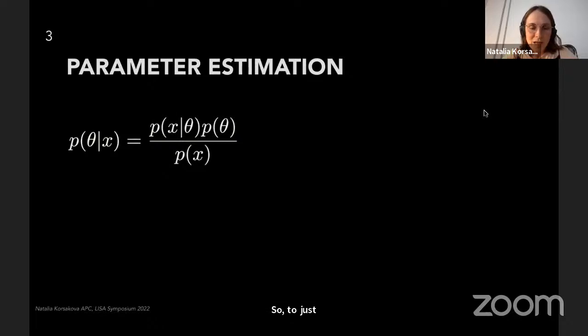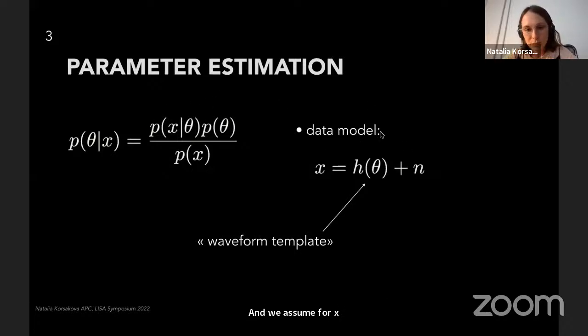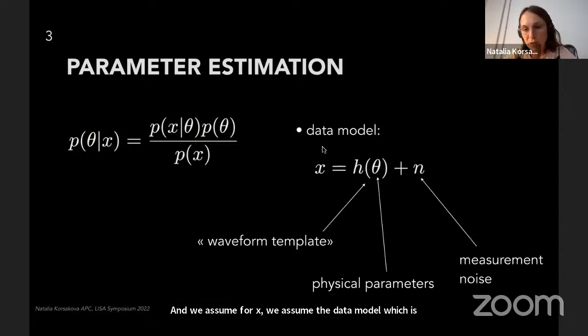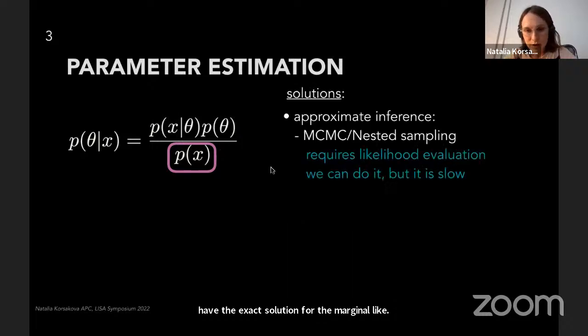To give the context, when we do parameter estimation, we usually use the Bayes equation and estimate our posterior distribution on parameters. For the data X, we assume the data model, which is the sum of the waveform and the measurement noise. The problem with this equation is that we cannot have the exact solution for the marginal likelihood. Therefore, we need to find some approximations.